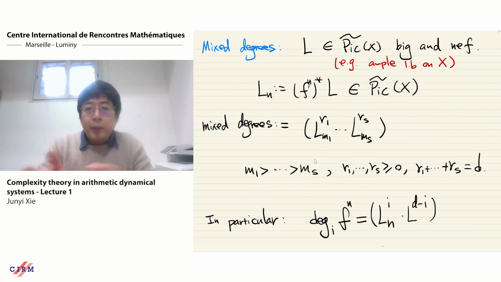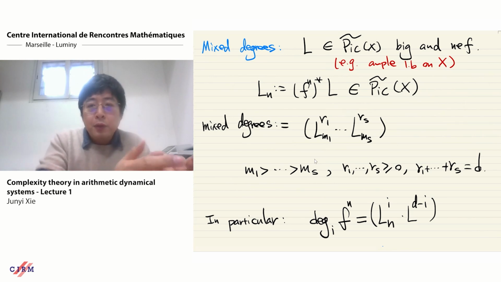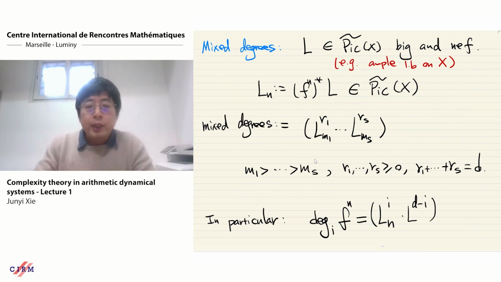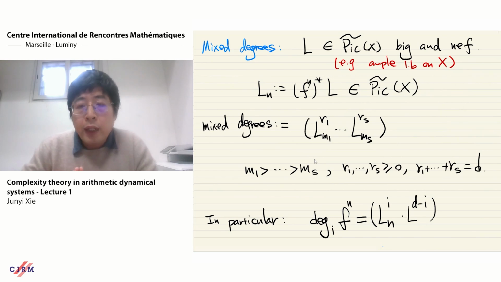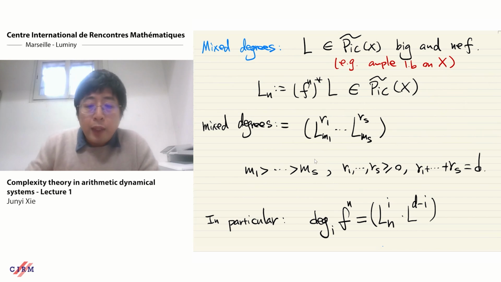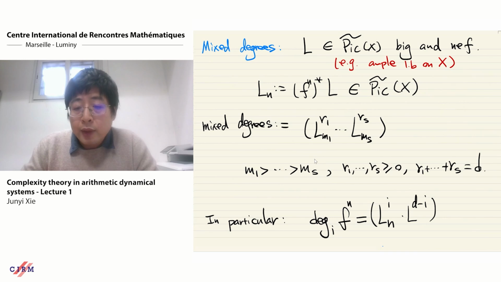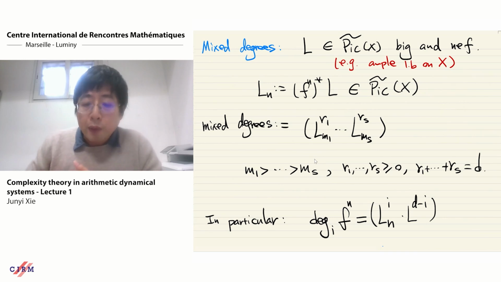And you can always make it to have the following relation. So you can assume this m_i is strictly decreasing, and the powers r_1 to r_s are non-negative, and the sum equals d. Because you want to get a number, so the sum should be equal to d. So, for example, the ith degree of f^n, you can write it as l^n_i times l^{d-i}. So it is a mixed degree.